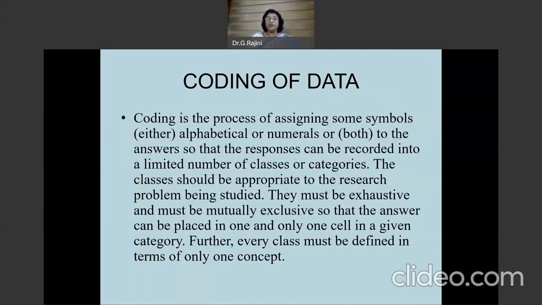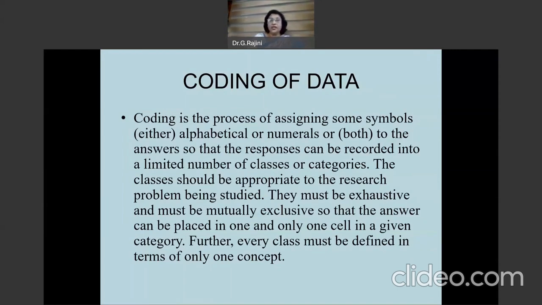Whenever my students do the coding part, they obviously make errors. Like for strongly agree, we need to give 5. For agree, we need to give 4. So what they do is they give 1, 2, 3, 4, 5. Even the brilliant students commit that error.